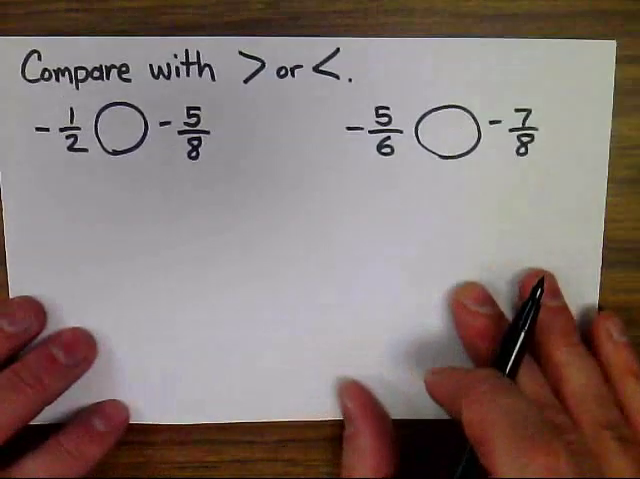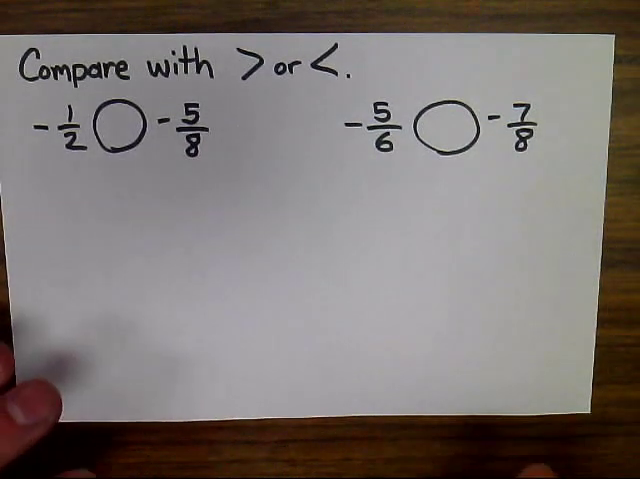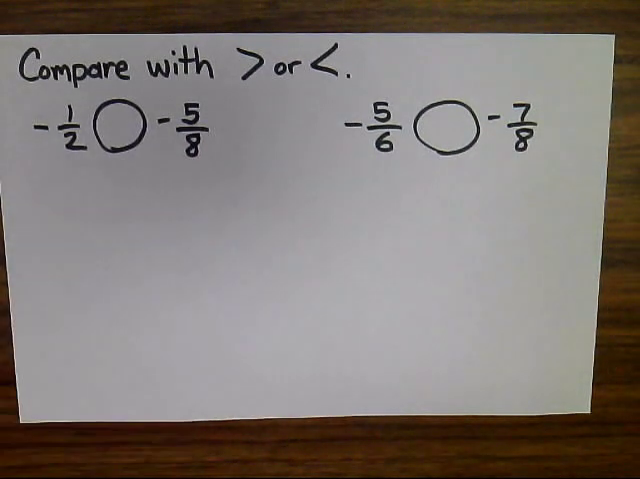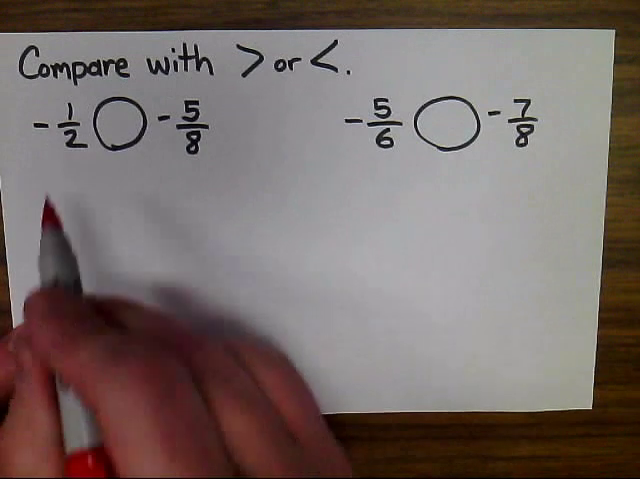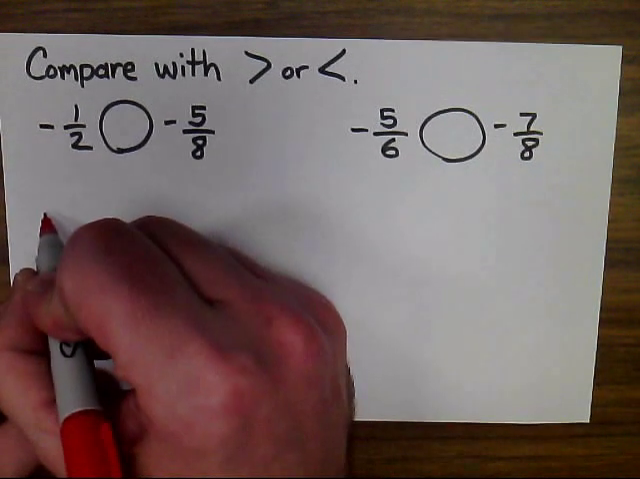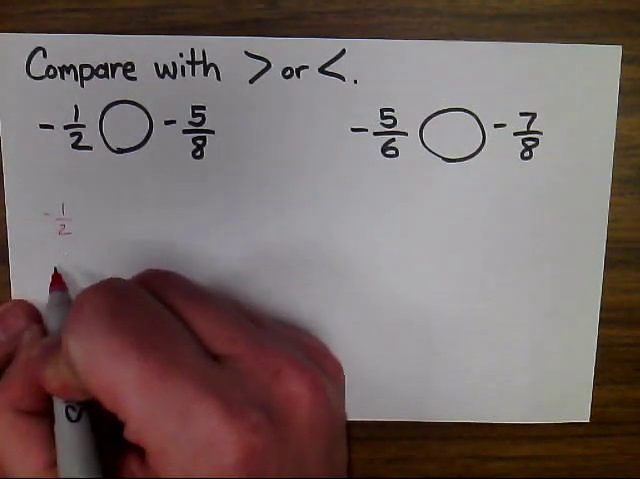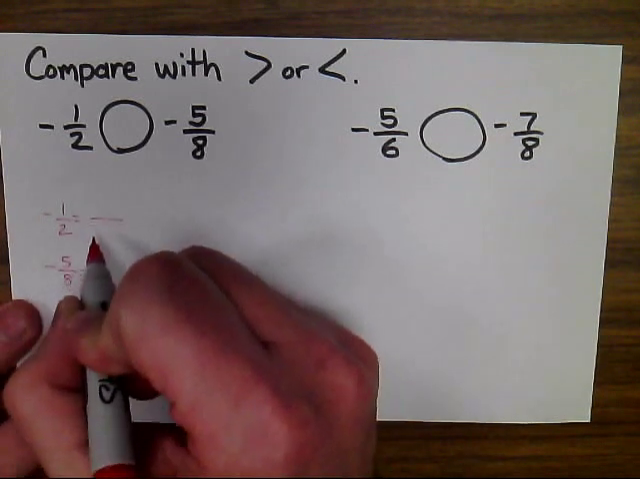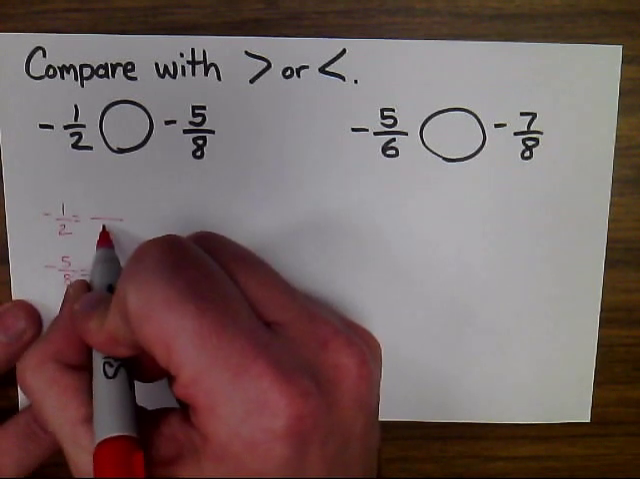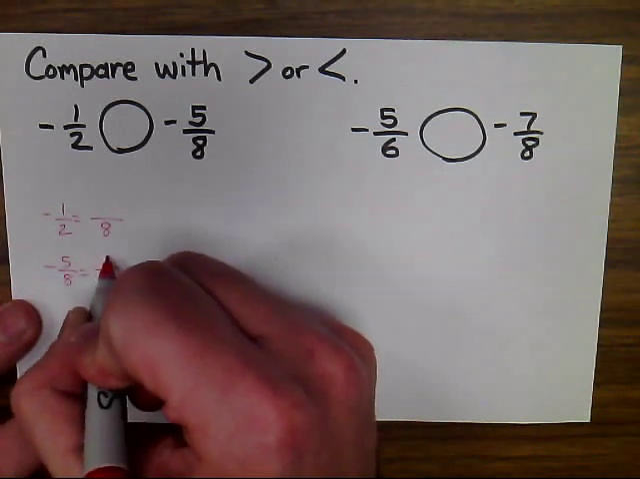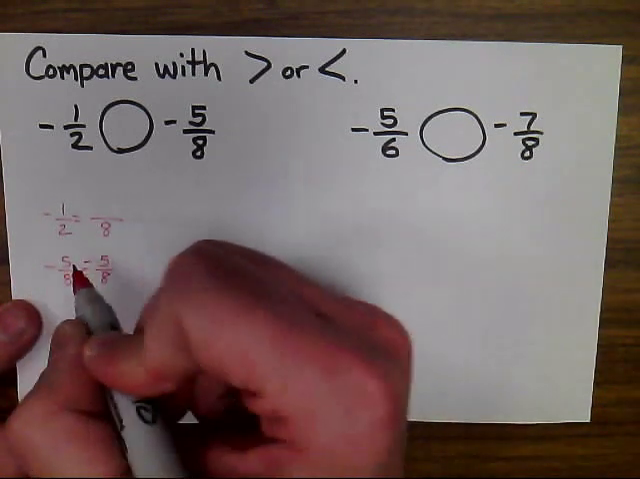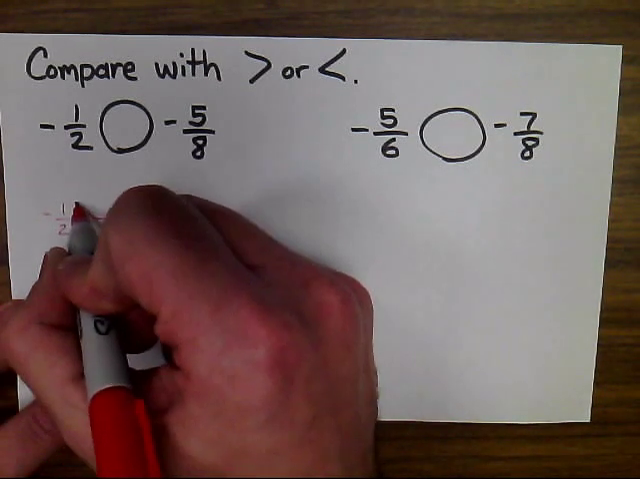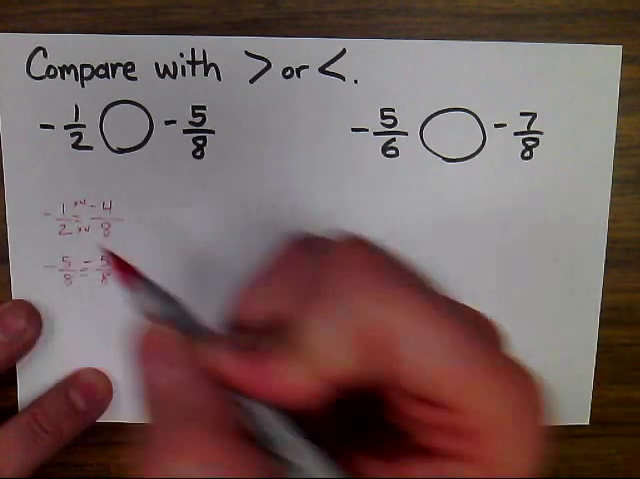The last example that I want to go over follows the same guidelines, but here I've got different denominators. So my concern here is I'm going to need to change each of these fractions into a common denominator. So when I change -1/2 and -5/8 into different denominators, I'm looking for the least common multiple. In this case would be 8.